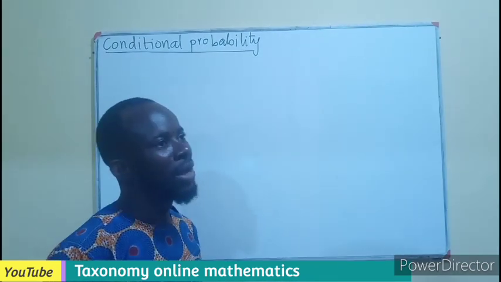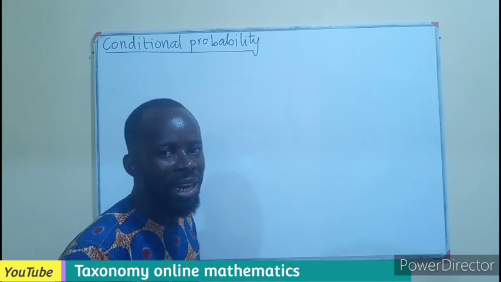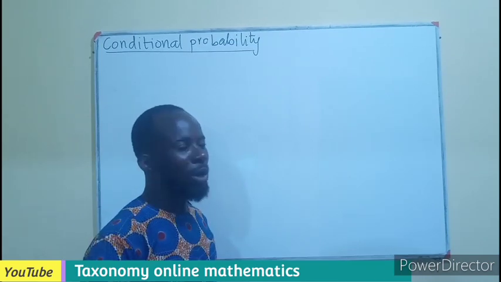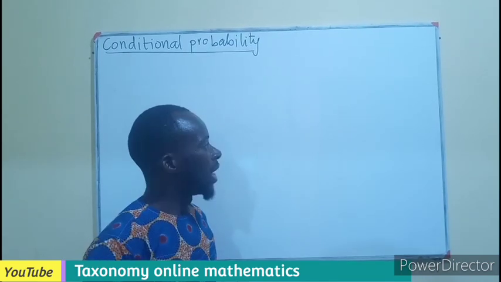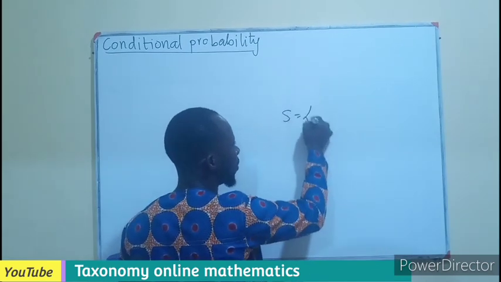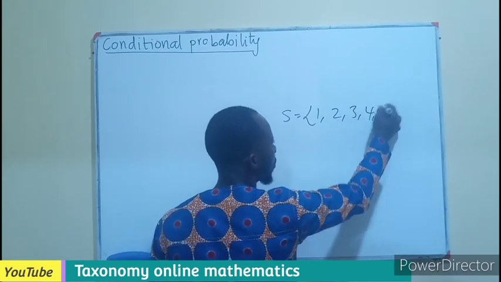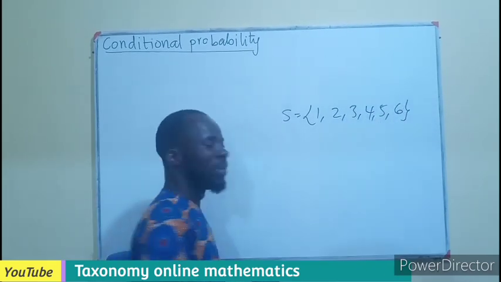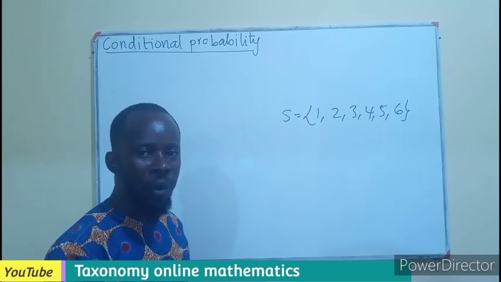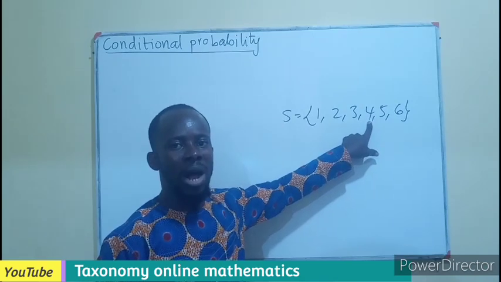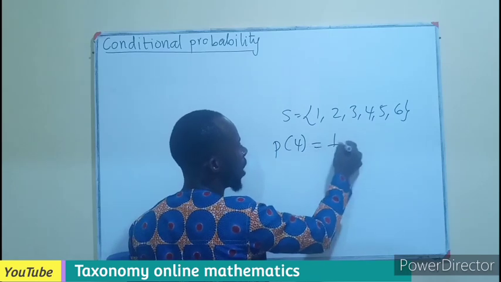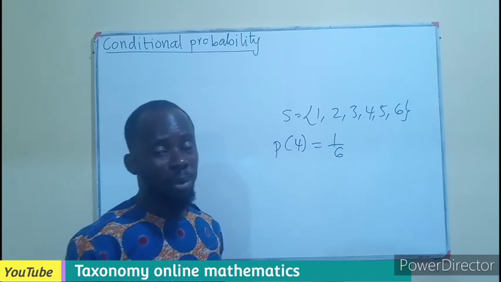For example, let's say we want to find the probability of obtaining 4 when a die is thrown. We know when a die is thrown, there is a sample space of up to 6. If I am asked to find the probability of obtaining 4, the sample space will be 6. It means I only get 4 once. So the probability of obtaining 4 will become 1 out of 6. That is a normal probability.